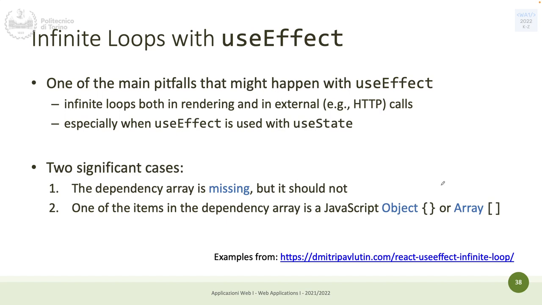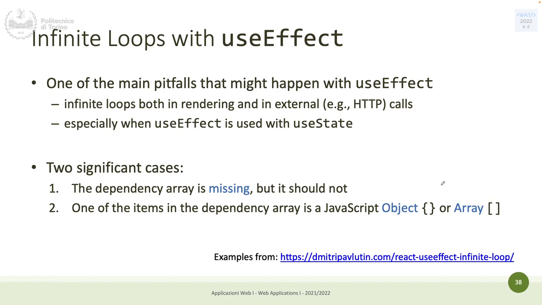Infinite loops may happen especially when useEffect is used together with useState. Not always, but typically. An infinite loop can be in the rendering, so React starts rendering the components infinite times, and you don't see anything in the page until you see an error from React saying this was an infinite loop, I'm stuck here. Or in external calls, in which you continue to trigger a call to an API forever. You continue to get the same information forever.